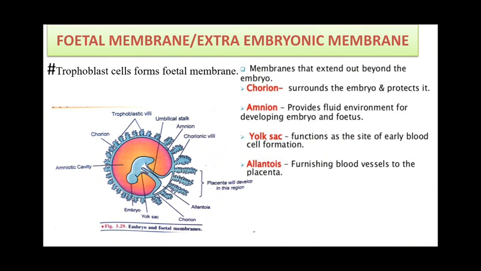Now next is the fetal membrane. After the formation of the primary germ layers, the formation of extra-embryonic membranes is done. These membranes are important as they protect the embryo. That means they are supportive structures that develop during the embryonic stage, and they lie outside the embryo. There are four: chorion, amnion, yolk sac and allantois.